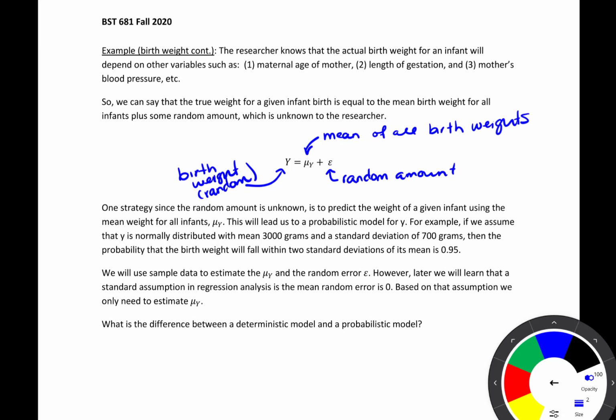One strategy, since the random amount is unknown, is to predict the weight of a given infant using the mean weight for all infants, that mu y. And so this will lead us to what we call a probabilistic model for y. For example, if we know that birth weights, or y, are normally distributed with a mean of 3,000 grams and a standard deviation of 700 grams, then the probability birth weight will fall within 2 standard deviations of the mean is 95%. And this comes from what is known as the Empirical Rule.